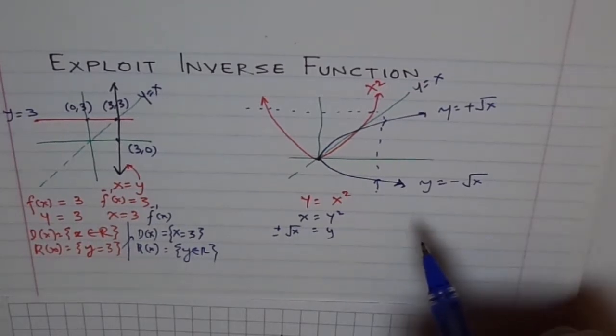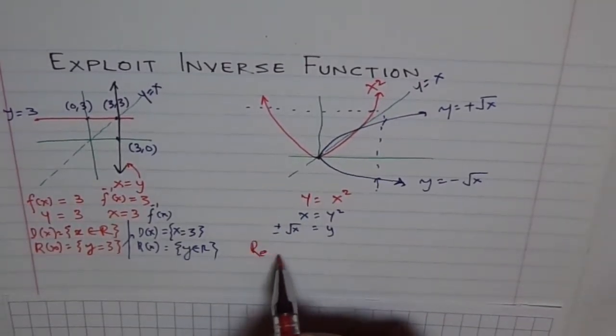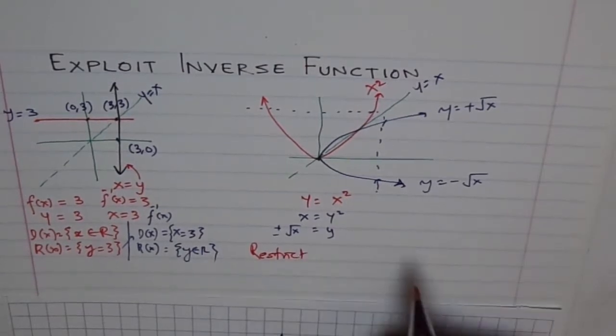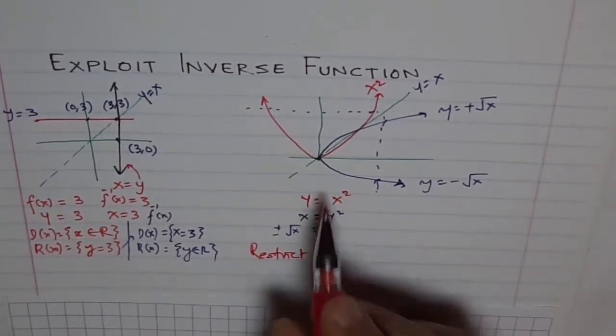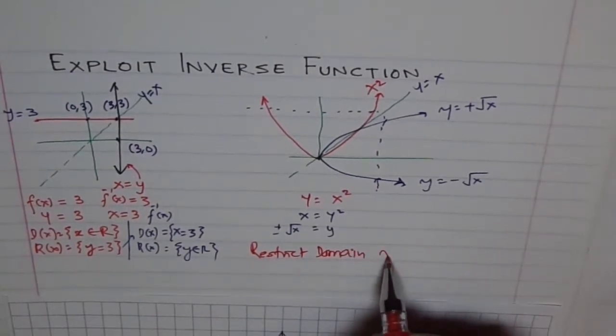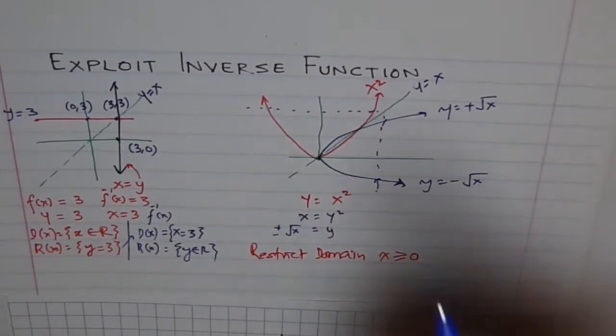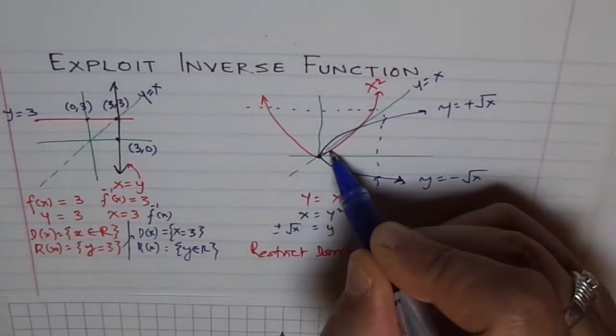Well, so what we can do is restrict the domain in this case. If we restrict the domain for x greater than or equal to 0, in that case, we are only considering one half of our function.